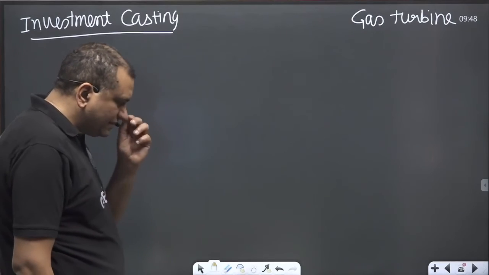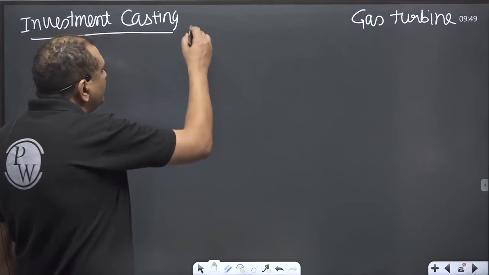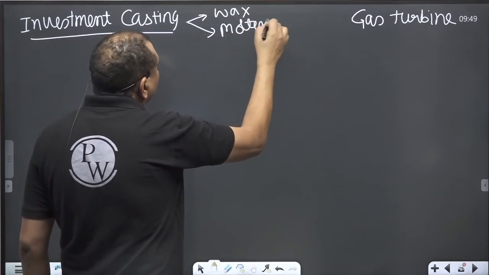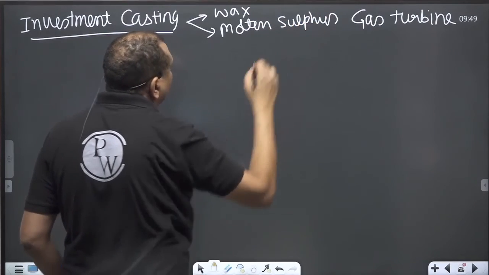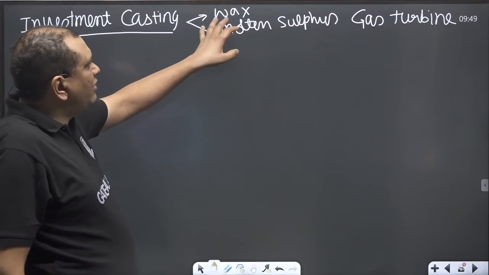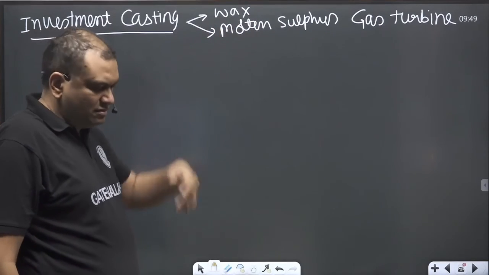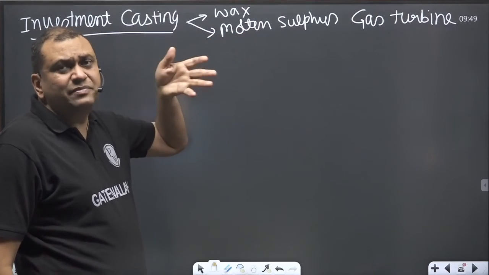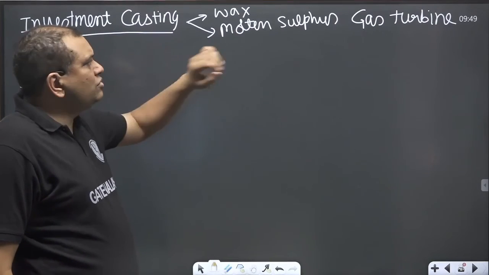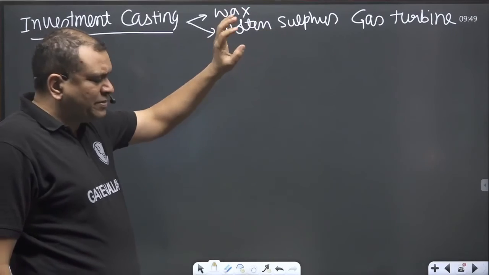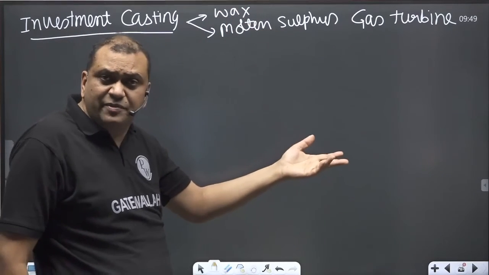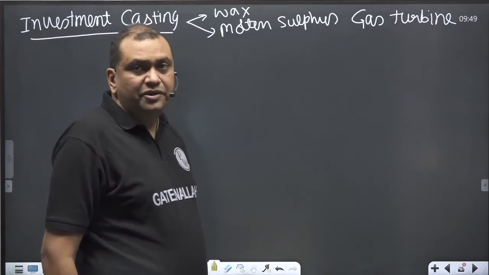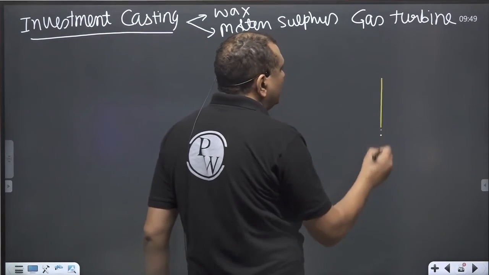So, in investment casting, either we use wax or molten sulfur to make the pattern. If we are using wax, the process is called the lost wax method. These patterns are produced by centrifuging. We discussed this 10 minutes before. Initially, we make the pattern using centrifuging. That is a wax.